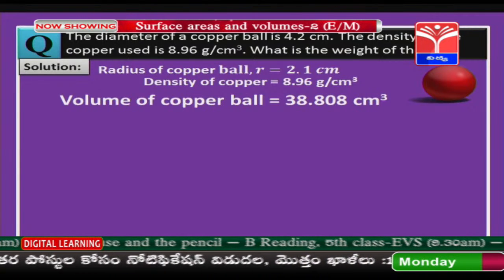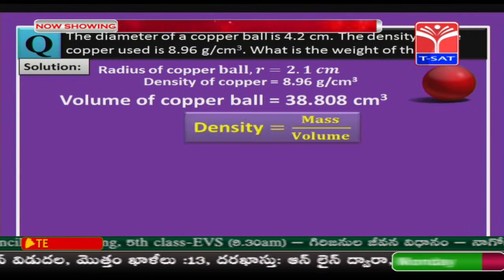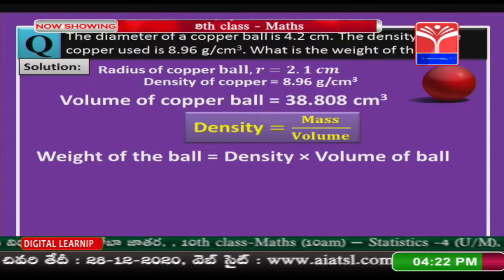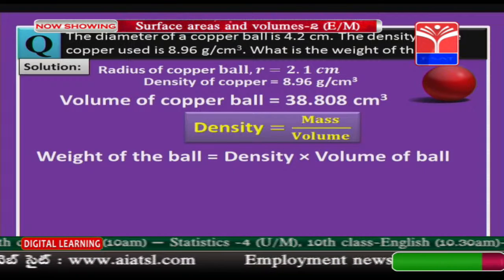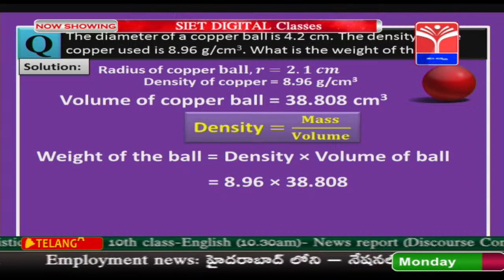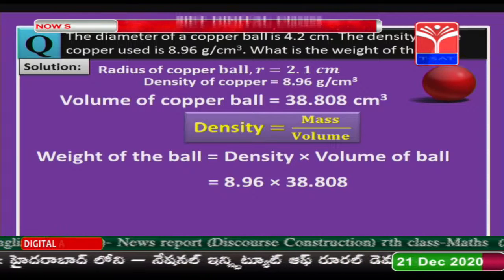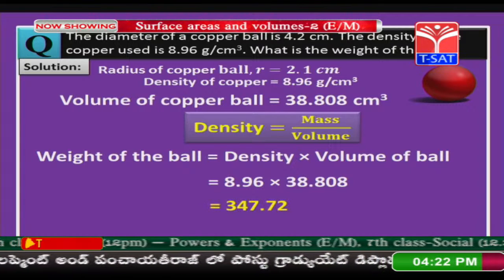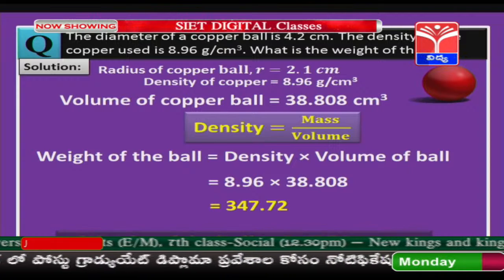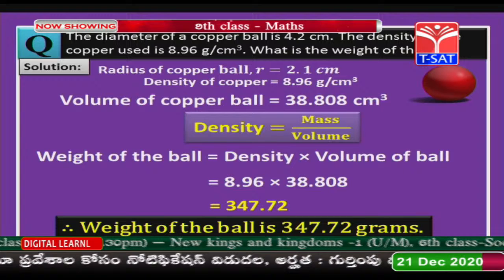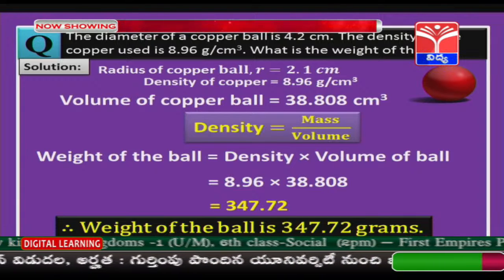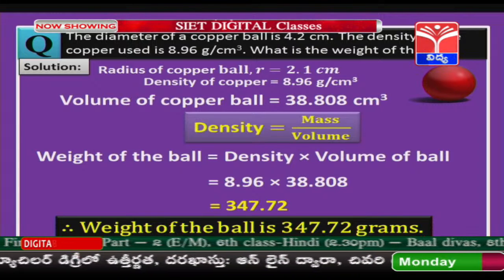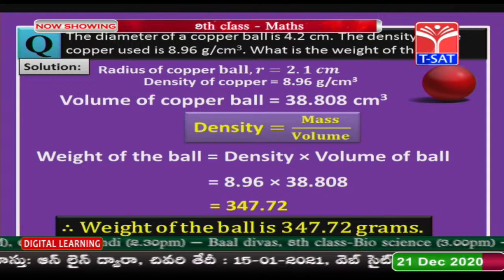But what actually we have to find, children? Yes, weight of the ball. Density is equal to mass by volume. Now, from this, what is the weight of the ball, children? Yes, it is simply density into volume of the ball. Now, substitute the values of density as 8.96 and volume as 38.808. Let us multiply them. So, on multiplying you get 347.72. Now, this is nothing but the weight of the ball. Therefore, I can say that the weight of the ball is 347.72 grams. I hope you have understood the problem clearly, children. Let us move on to our next problem.